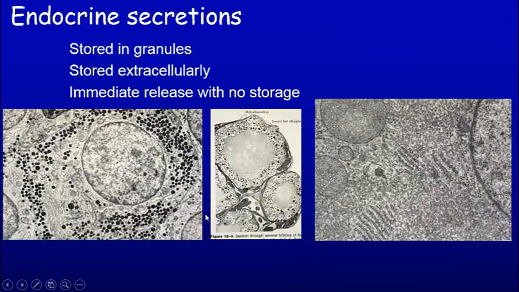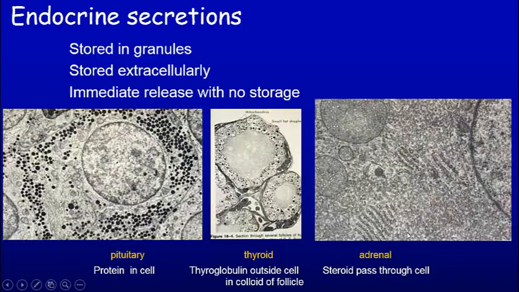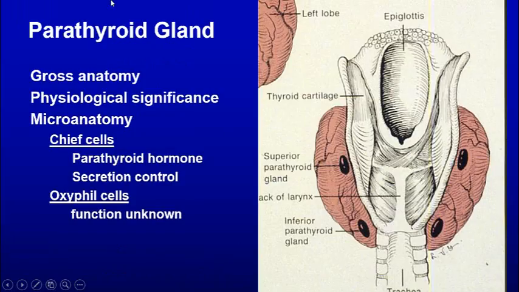So endocrine secretions could be stored in granules, as you see there. They could be stored extracellularly, as in the case of the thyroid, or released immediately, as in the case of the adrenal. It could be a protein in the cell, thyroglobulin outside the cell, or a steroid that passes right through the cell.